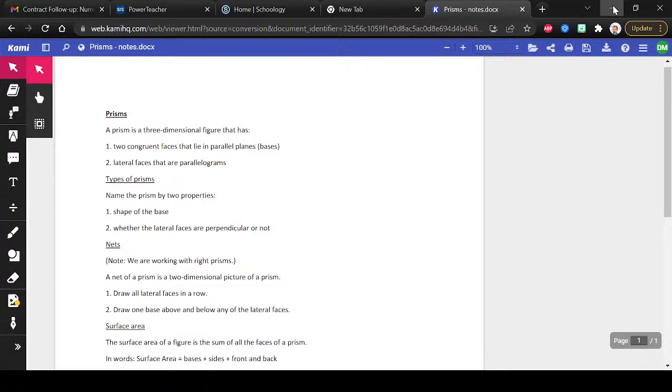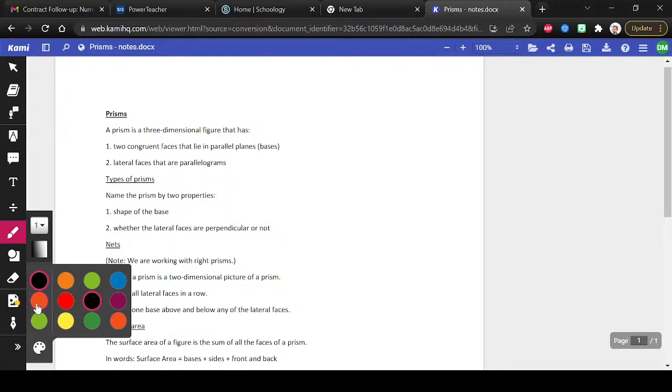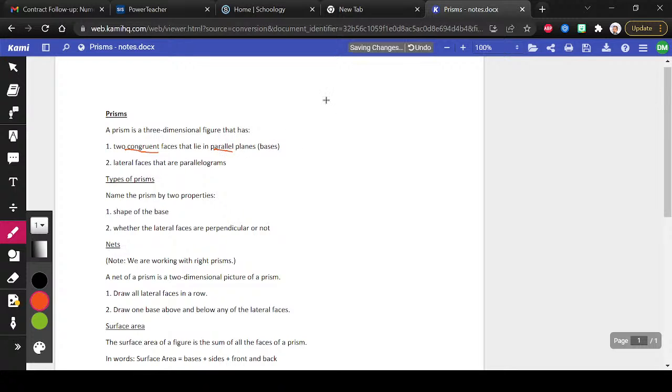All right, so we are going to be looking at the surface area of prisms. In order to do that, we're going to need to think this through here. A prism is a three-dimensional figure that has two congruent faces that lie in parallel planes. This is going to be a little bit more difficult to fully comprehend without seeing an object, but I'll go ahead and try to draw some things along the way.